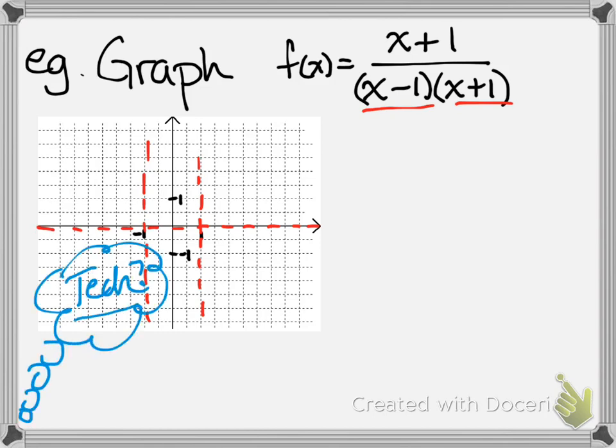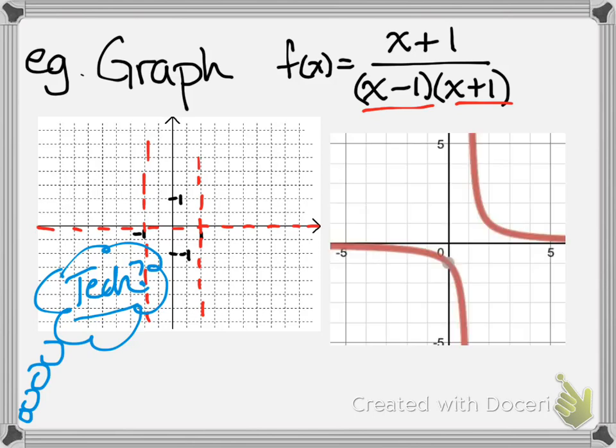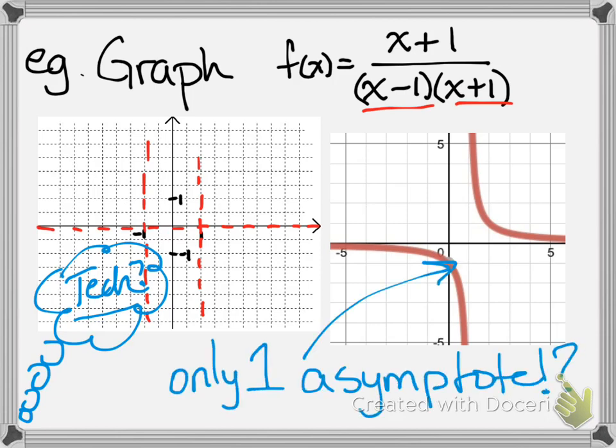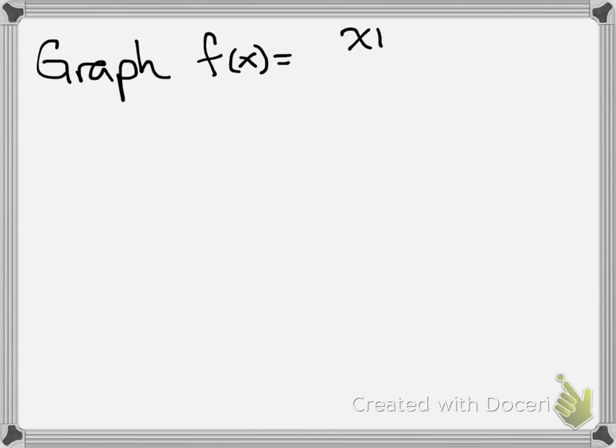But before we go ahead, let's see what technology says this graph should look like. And Desmos says that this is what the graph should look like. So that's kind of peculiar because it's only got one asymptote, and we were expecting 2. So we have to rethink how we're going to graph this function. All right, so we're thinking of other ways to deal with that.